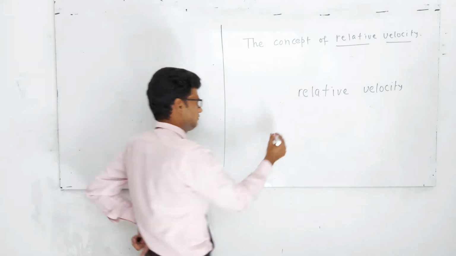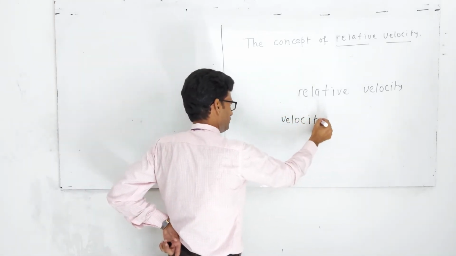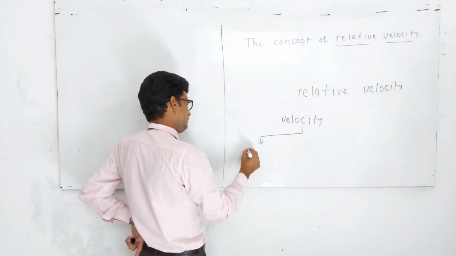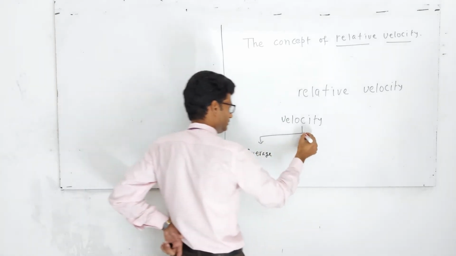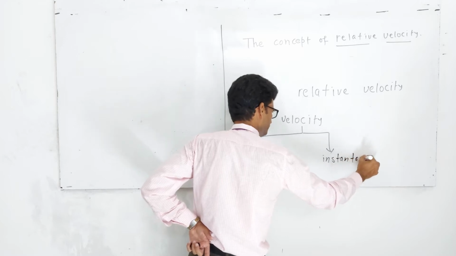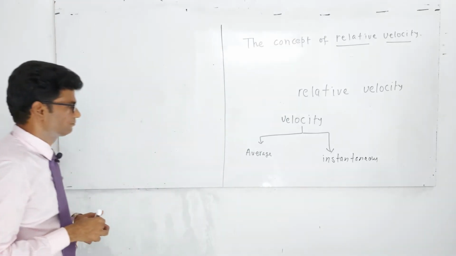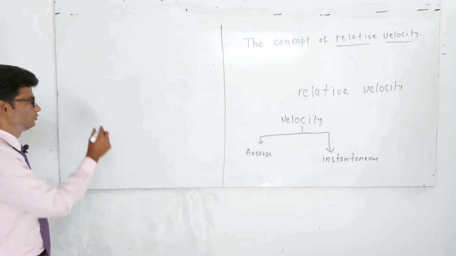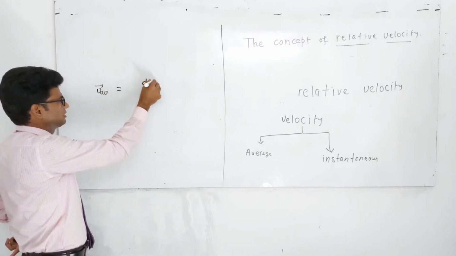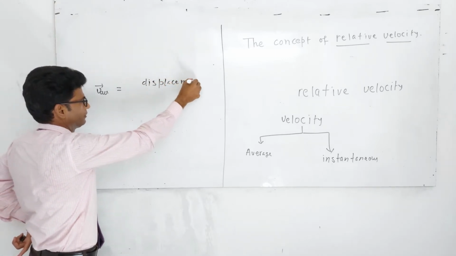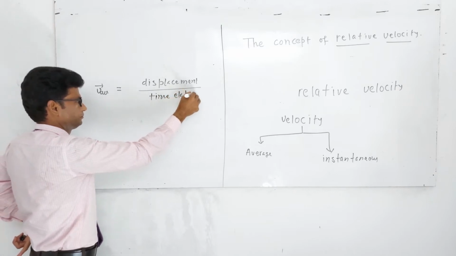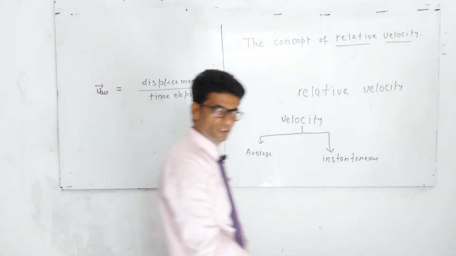Look at velocity now. Here it is of two kinds: average velocity and instantaneous velocity. So, what is average velocity? V average comes out to be displacement over the time elapsed during that displacement.